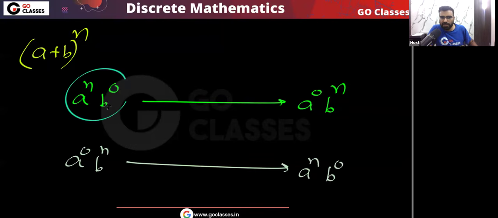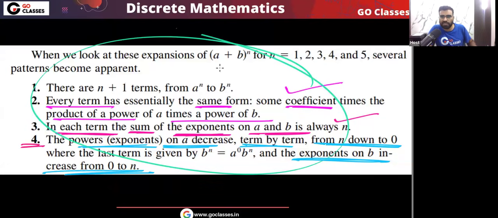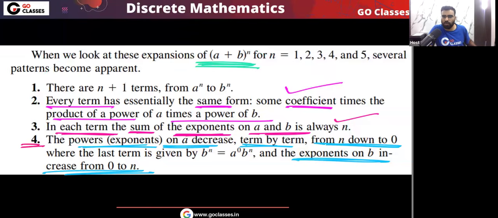But the point is, in every term, the power of a plus power of b will be equal to n. In every term, how many a's plus how many b's are there? That will be equal to n. So these are the properties of the binomial expansion a plus b power n. I hope you understood.